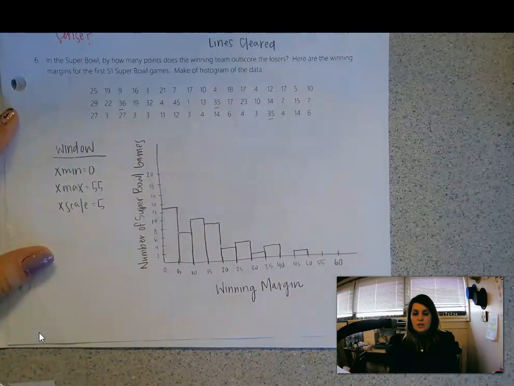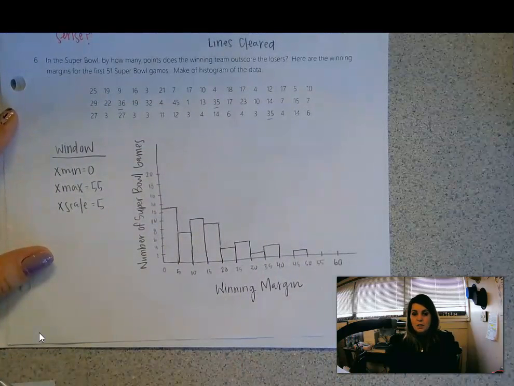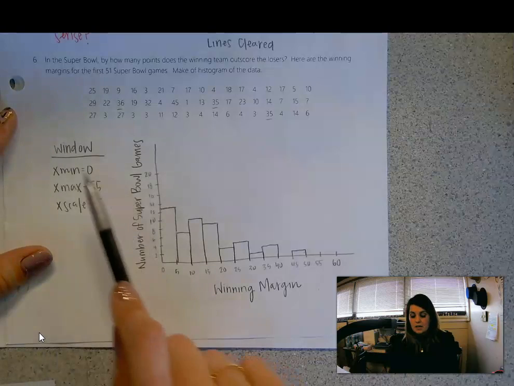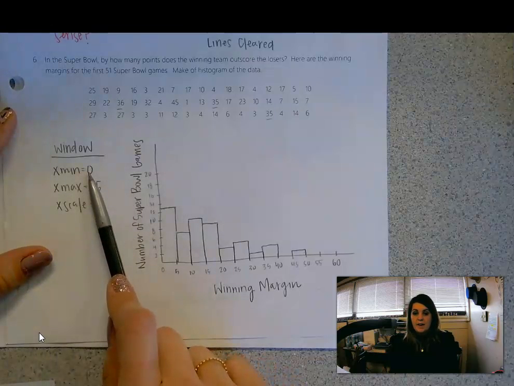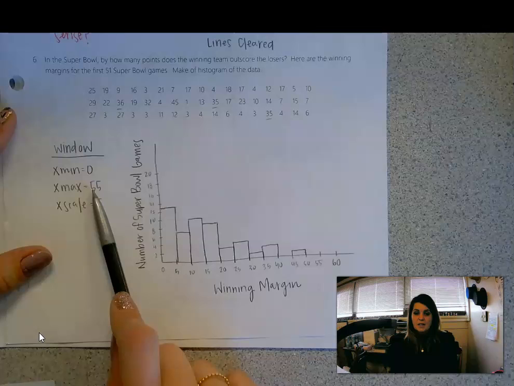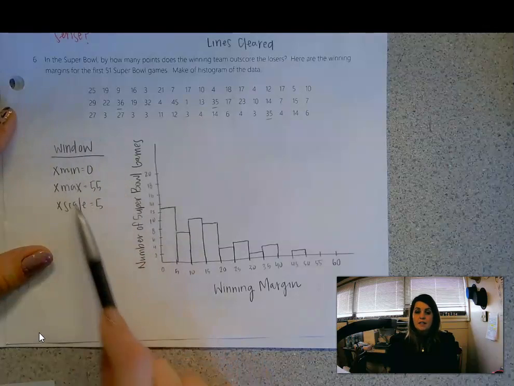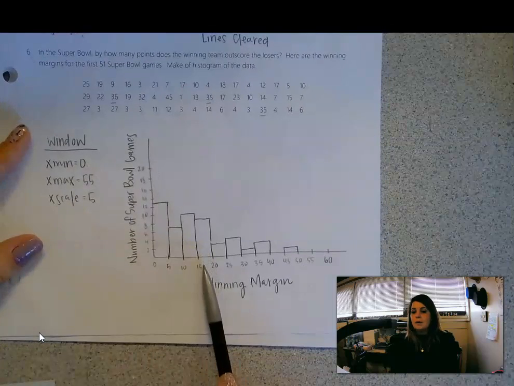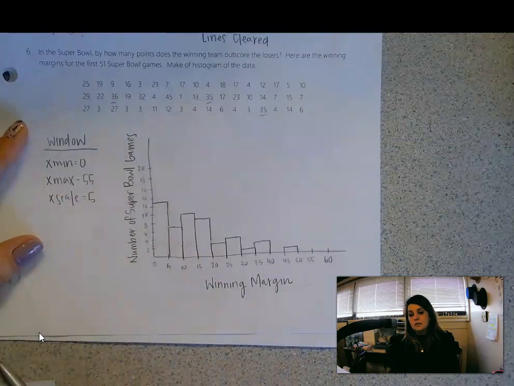The bottom one is the winning margin of the Super Bowl games. I chose an X min of 0, and that is the one that probably makes the most sense, an X max of 55, an X scale of 5. I included it with my histogram, and I labeled my axes.